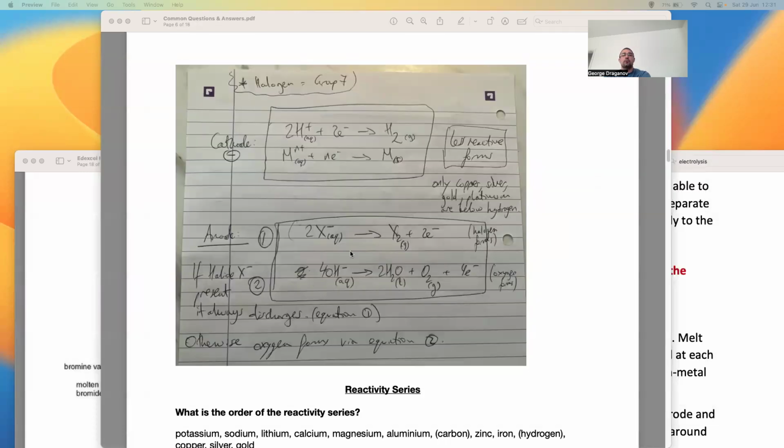Then these are the two equations possible. There's no other possibility in aqueous electrolysis. It's either the 2X minus or the 4OH minus. Just learn it at the end of the day.